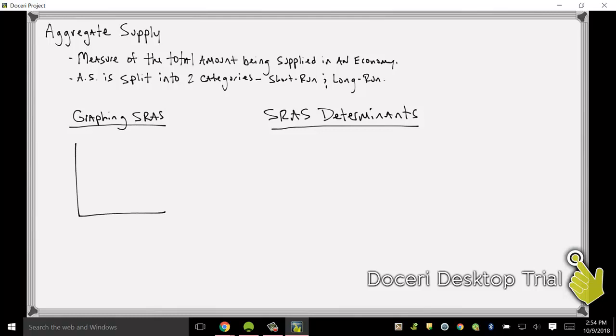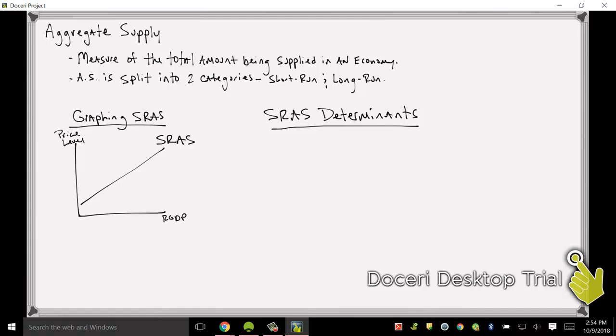aggregate supply graph, and I am showing the relationship between price level on our vertical axis and real GDP on our horizontal axis. And it's important for us to know that the short-run aggregate supply curve is always an upward sloping curve, and we label that SRAS for short-run aggregate supply, also abbreviated as the SRAS.